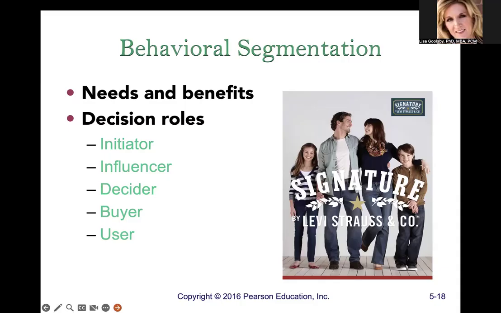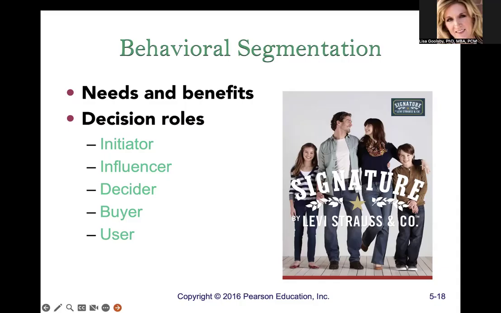So, different decision roles within that buying situation based on the needs that he had and the benefits that he wanted from those products and the benefits that I wanted. I wanted things that looked good, that were going to be durable, that were within our budget. All of those things came into play. But within a family, you may have different people with these different roles.